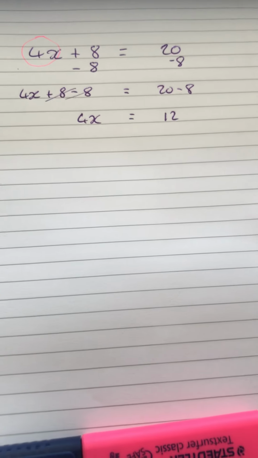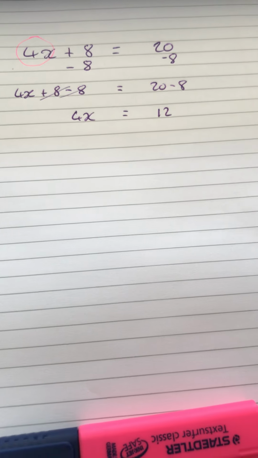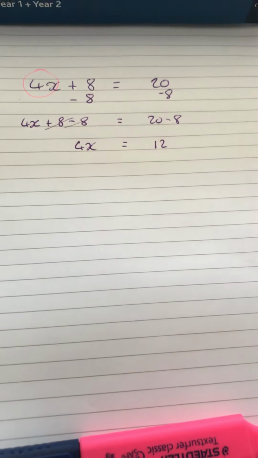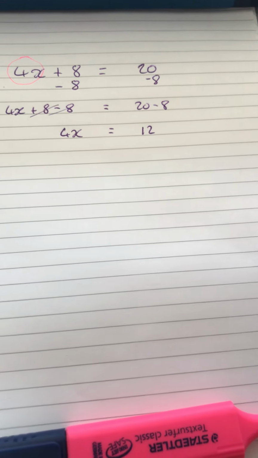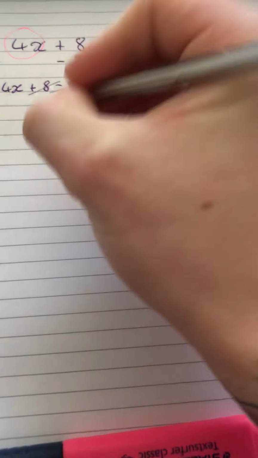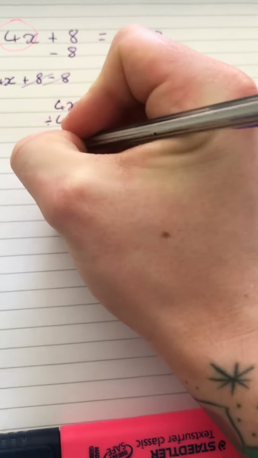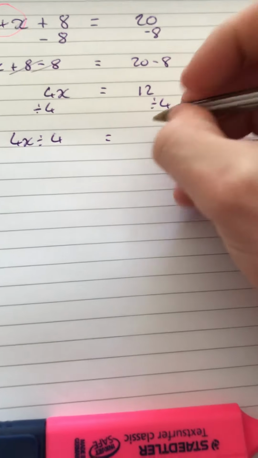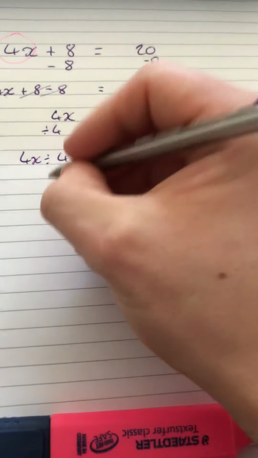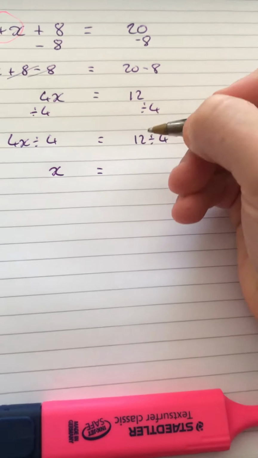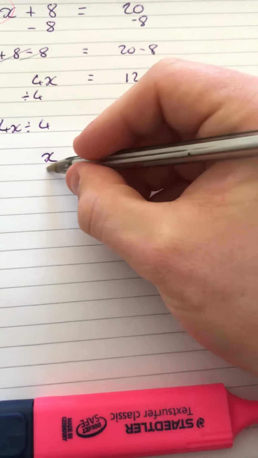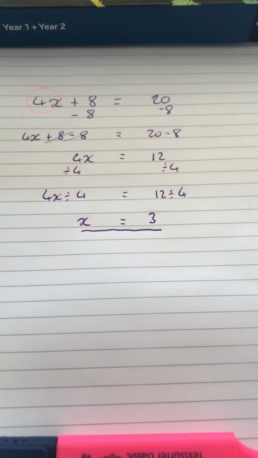We know that 4x is 12, right? I want to find out what 1x is equal to. 4x is 4 times bigger than what I want, so I'm going to divide by 4 to get to what I want. And again, this is the line here that you do not need to write if you're feeling confident, okay? 4x divided by 4 is just going to be 1x, because 1x is 4 times smaller than 4x. 12 divided by 4 is 3. And that's my answer, okay?